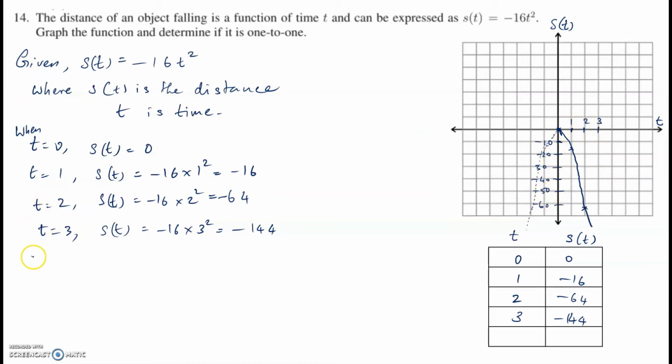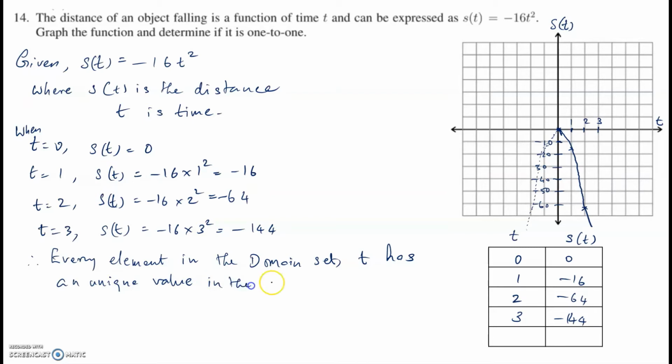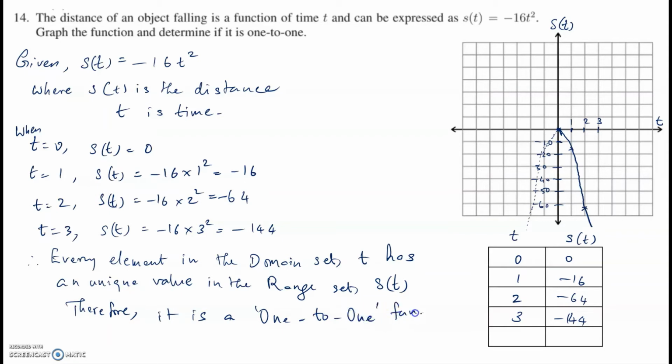Therefore, every element in the domain set t has a unique value in the range set s of t. Therefore, it is a 1-to-1 function.